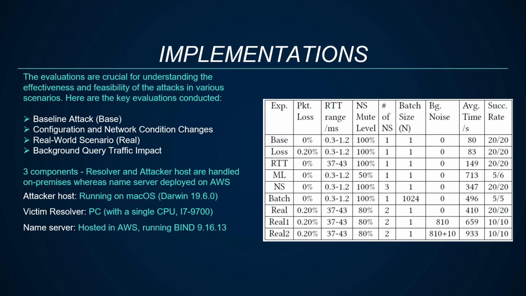Realistic scenarios were also simulated, including background query traffic resembling production environments. To maintain stealthiness, packet rates were limited, and variations in packet loss, jitter, and delays were simulated. The impact of name server muting levels and batch size on attack performance was also evaluated.